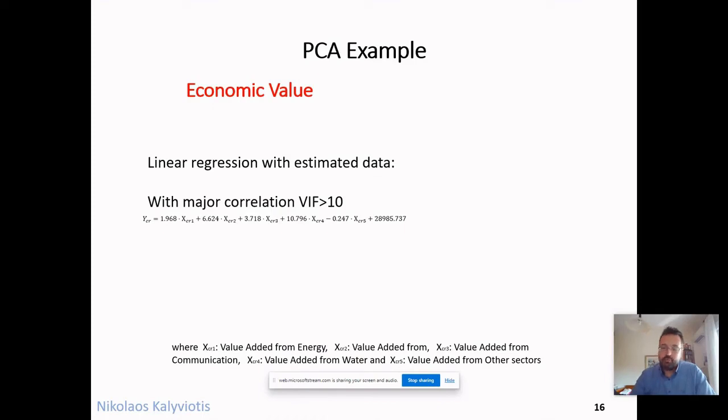An example of statistical analysis coming from economic value. We have to create a model that analyzes how value is added to transport infrastructure from energy, water, waste, and communication infrastructure and other sectors. To do that, we applied a linear regression. The dependent variable was the value added to transport infrastructure, and the independent was the value created by energy, water, waste, communication, and other sectors.